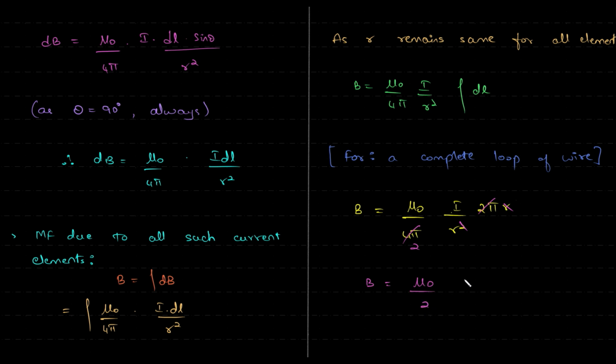B is mu naught 2 pi I by 4 pi r, that is, mu naught I by 2r. This is how it will vary. So if I increase the radius, the strength will reduce. If I increase the current, the strength will increase. So it's a simple expression.